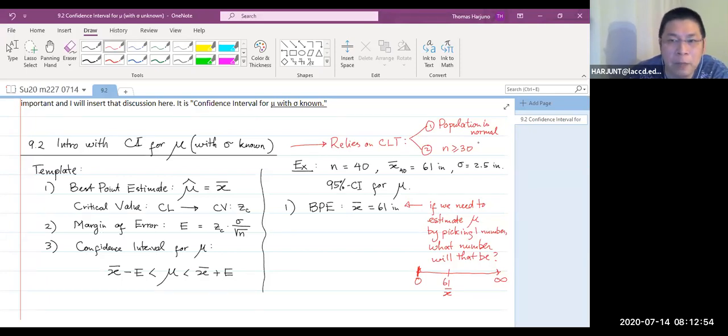But if I can pick only one number, what number will that be? Then it will be 61. Now, okay, second, how about the critical value?